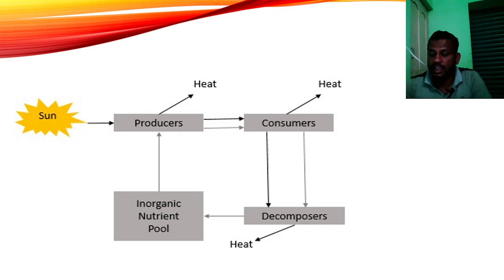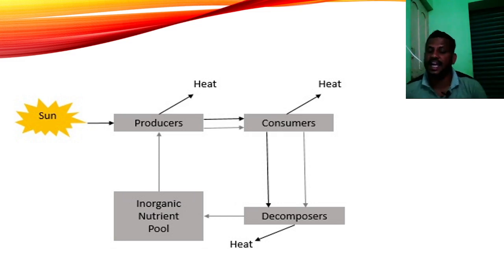If we see a dead dog present in your area, after a few days we can't find it in that place. Why? Because the organisms decomposed it and mixed it with the soil, and what the decomposers decomposed, the producers use as inorganic nutrients. This is how our whole environment, our ecosystem, propagates in this cycle.